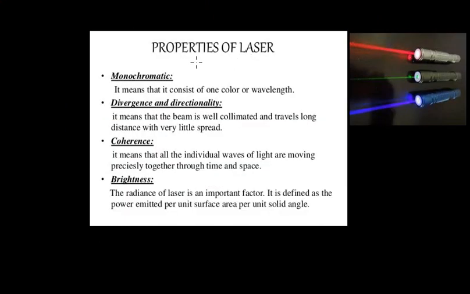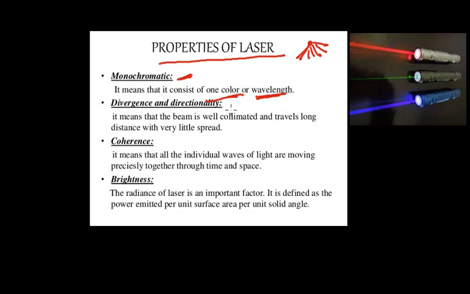Now, properties of laser. Laser light or laser beams are monochromatic in nature because they consist of only one light or one wavelength. Like, what is monochromatic? White light is not monochromatic. White light is polychromatic because white light has 7 colors and each color will have a different wavelength. So that is polychromatic, and laser light is monochromatic.